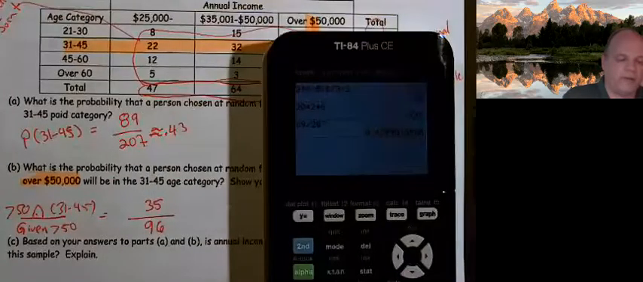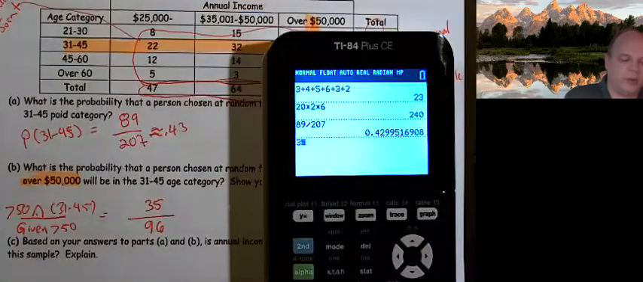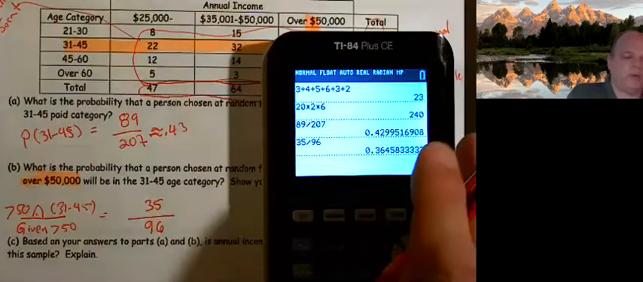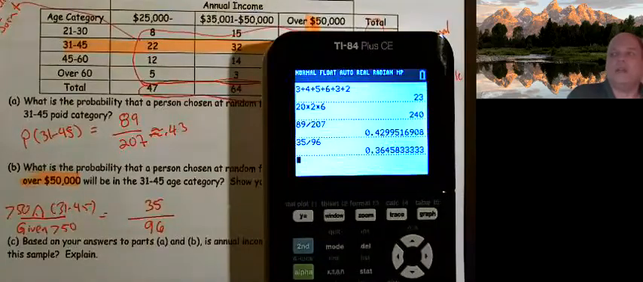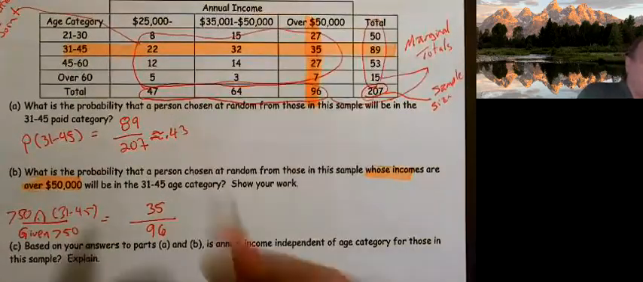And I'm going to go ahead and reduce that. I'm going to turn that 35 divided by 96 into a decimal. And we find out that that's about 0.365. All right, so this is about 0.365.